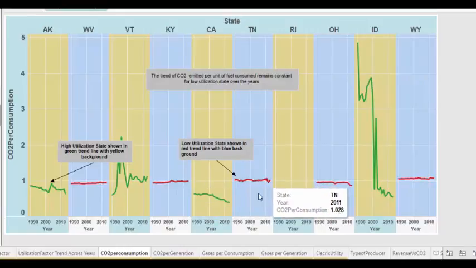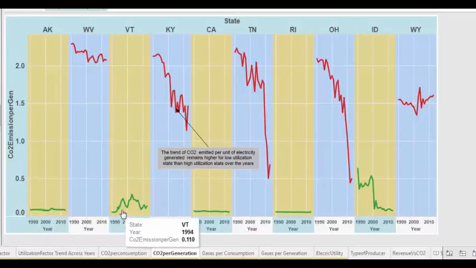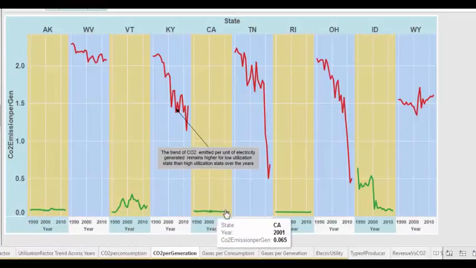We then plotted the emission of CO2 gases with respect to 1 unit of electricity generated and found that the emission of CO2 gases for high utilization states is very low when compared to the lower utilization states. The reason why we are analyzing CO2 gases alone will be shown in our next 2 visualizations.